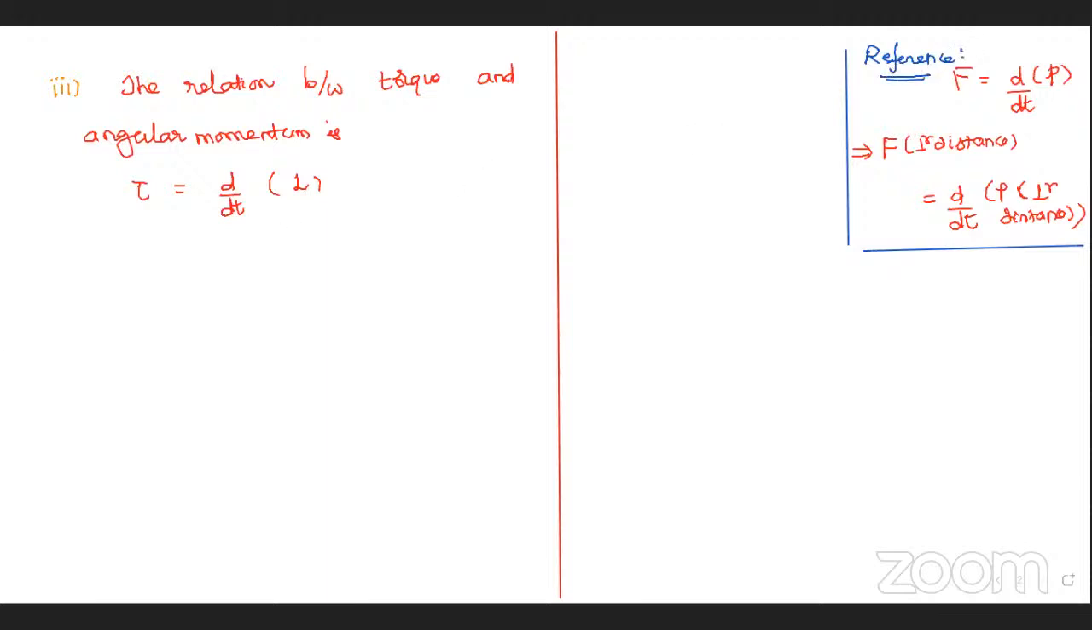Okay, right. Come back to here. Torque and angular momentum are interrelated. Even if you want to write in vector form, you can write tau bar is equal to d by dt of L bar.